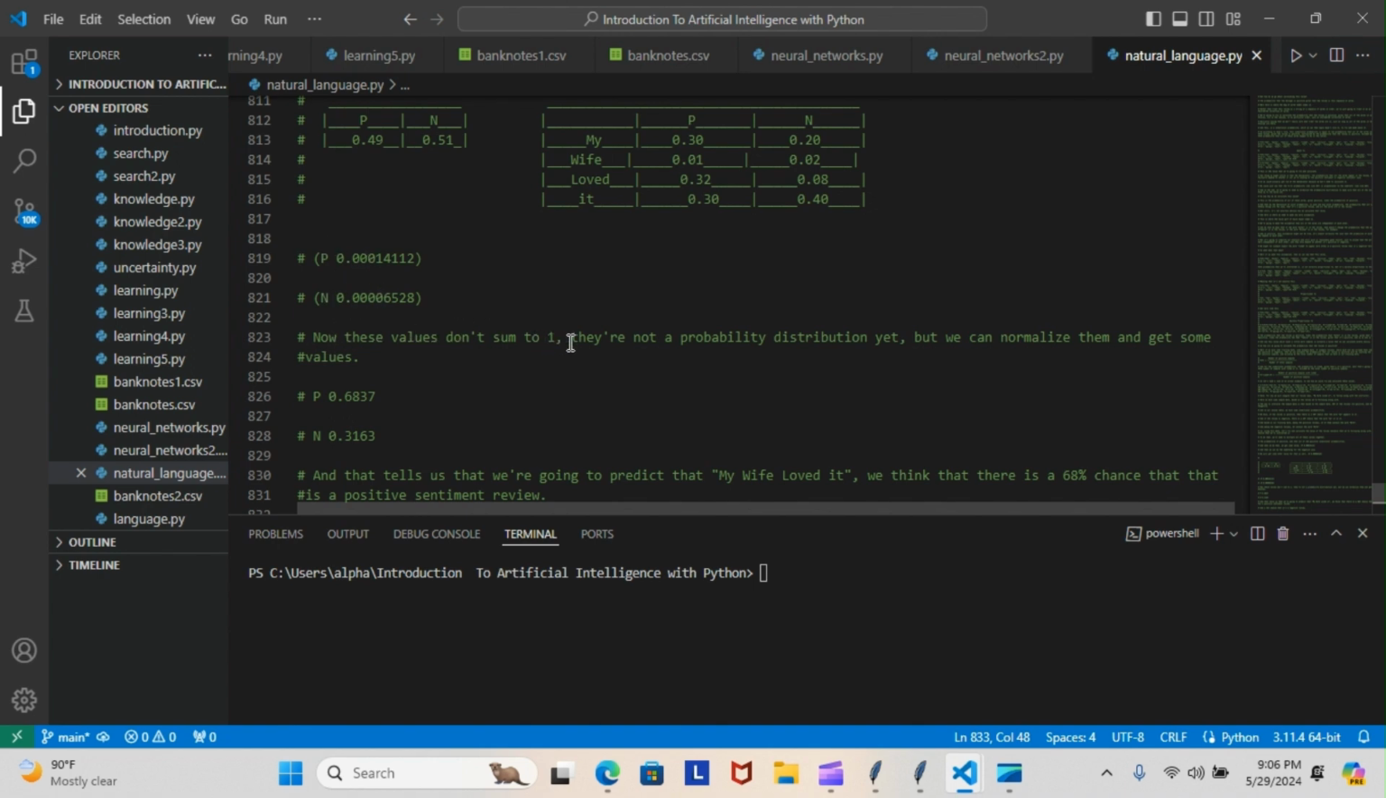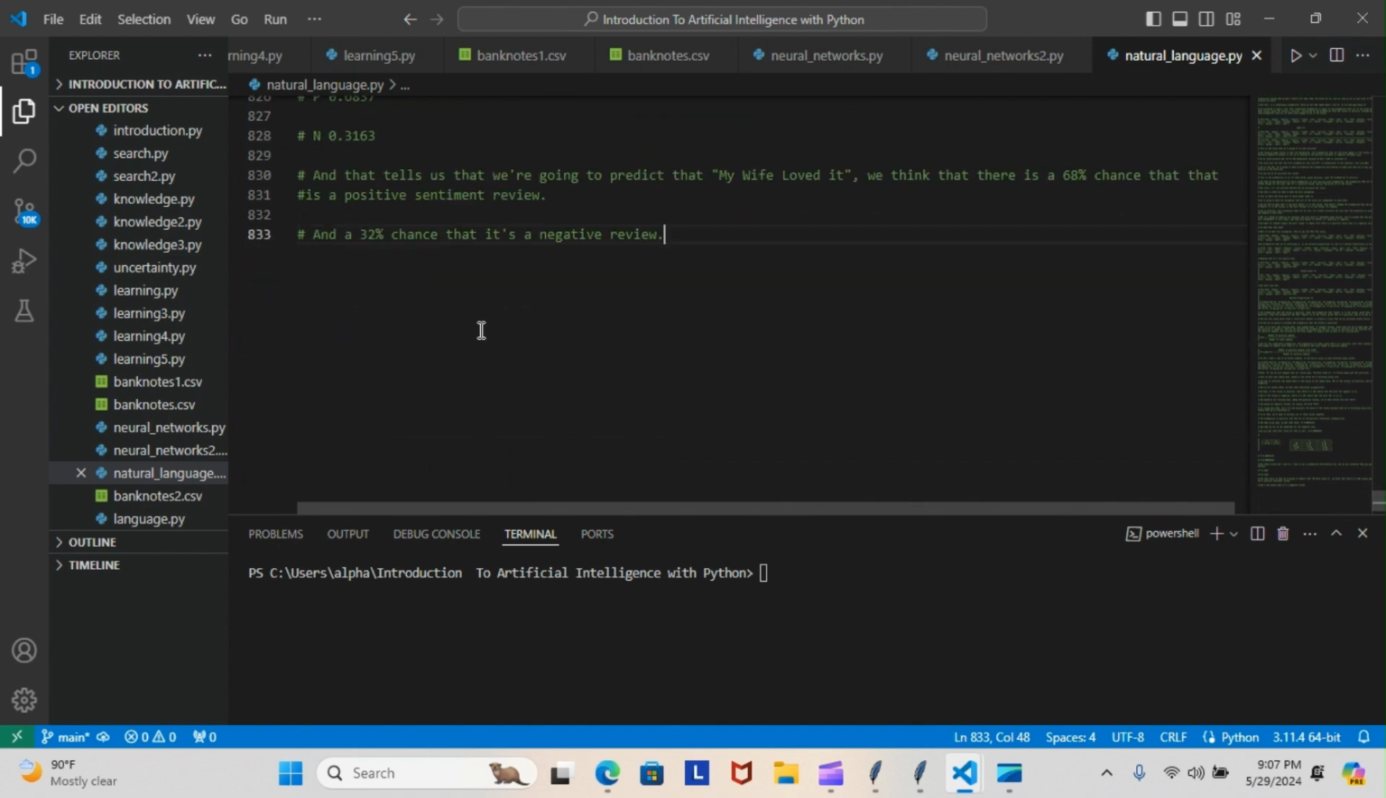Now these values don't sum to one. They're not a probability distribution yet, but we can normalize them and get some values. So after they get normalized, these are the new values we get. We got a positive probability of 68% and a negative probability of 32%. We're rounding, so this gets rounded to 68% and this gets rounded to 32%. And that tells us that for "my wife loved it," we think there's a 68% chance that it is a positive sentiment review and a 32% chance that it's a negative review. And that's as far as I went.